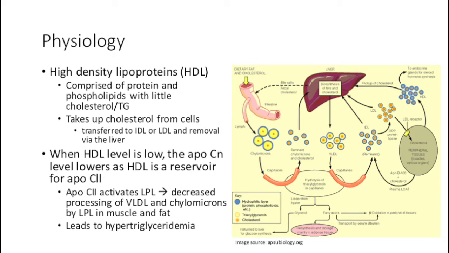High-density lipoproteins are comprised of protein and phospholipids with little cholesterol or triglycerides. They take up cholesterol from cells and transfer this to intermediate density lipoproteins or LDLs and facilitate the removal of cholesterol and fat via the liver. When high-density lipoprotein level is low, it can lead to changes in the way VLDLs and chylomicrons are processed and can lead to hypertriglyceridemia.